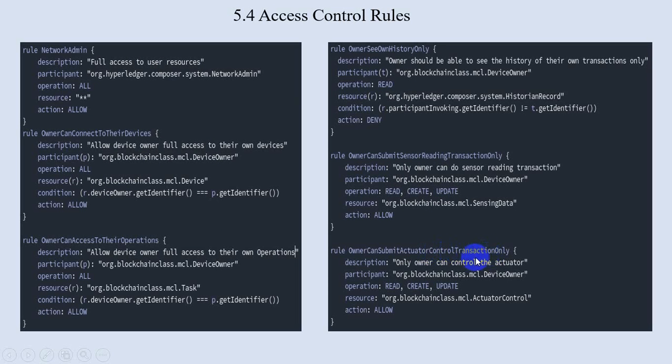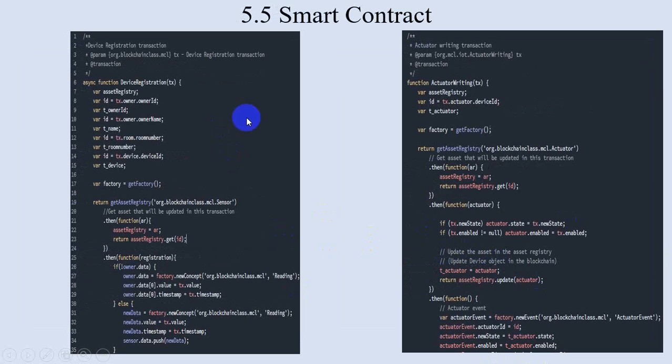For instance, if I am the owner of the room, I can switch that device off or on. They are given the access control rules, and a smart contract for device registration and a smart contract for actuator controlling. And as you can see, we have a device registration with owner ID, owner name, room number, and device ID. Based on these parameters, each registered device will show in our blockchain network.